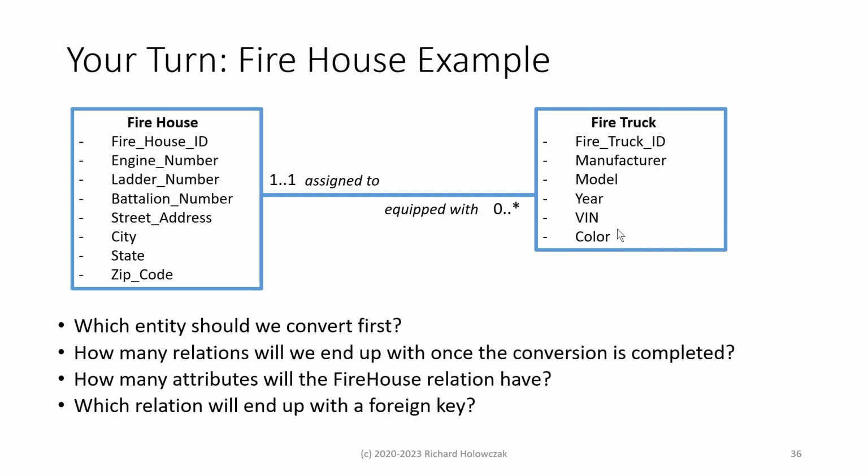4 questions. Which entity should we convert first, firehouse or fire truck? How many relations will we end up with once the conversion is complete? How many attributes will the firehouse relation have? And which relation will end up with a foreign key? So I invite you to pause the video for a few seconds and jot down answers to these 4 questions. Once you've done that, you can play the video again and see how you did.